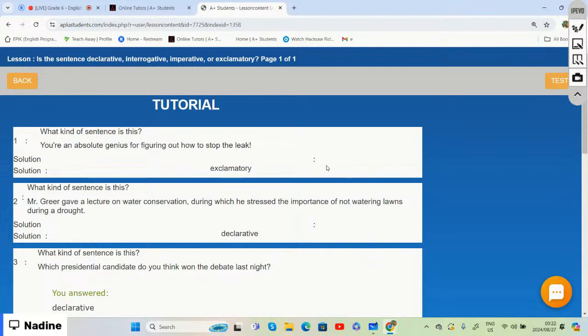A declarative, interrogative, imperative, or exclamatory. Look also at how it ends, because remember they say it either ends with a period, exclamation point, or question mark, right? So we need to say what type of sentence that is. You are an absolute genius for figuring out how to stop the leak.